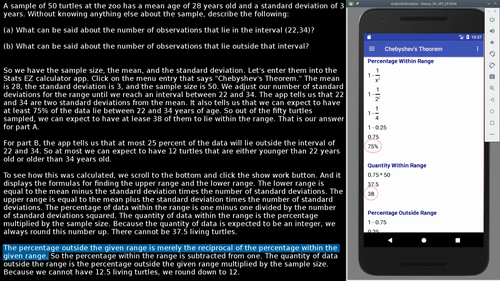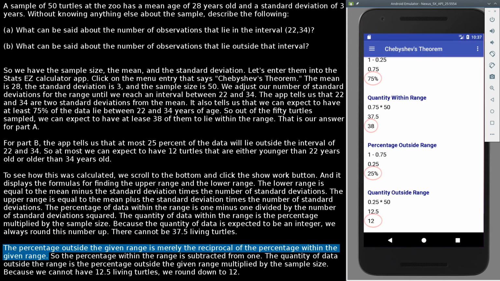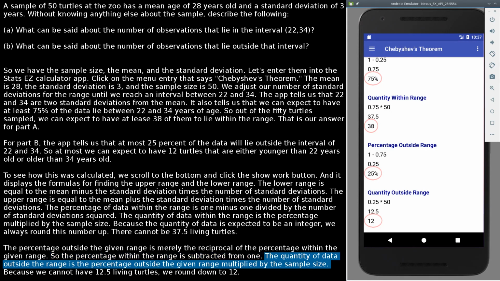The percentage outside the given range is merely the reciprocal of the percentage within the given range. So the percentage within the range is subtracted from 1. The quantity of data outside the range is a percentage outside the given range multiplied by the sample size. Because we cannot have 12.5 living turtles, we round down to 12.